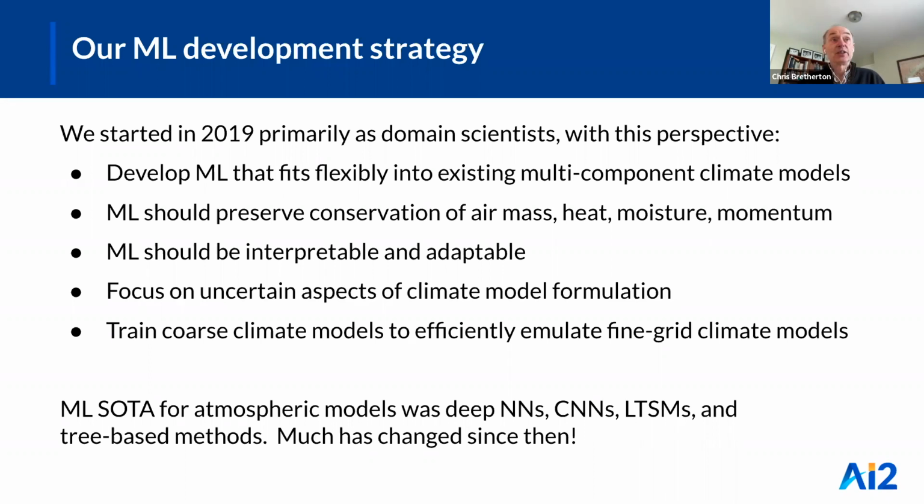We also wanted to develop machine learning that respects the physics that we know, the conservation of air mass, heat, moisture, and momentum. This helps it be interpretable. The machine learning should also be adaptable to different climate model formulations. We wanted to focus on uncertain aspects of climate models. So for instance, the flow solver of climate models is pretty certain: we know what equations we're trying to represent, and there are well-defined techniques for doing that. The physical parameterizations are not so certain. And then the strategy we took was to train a coarse-grid climate model to efficiently emulate a fine-grid climate model. That was kind of the design philosophy.